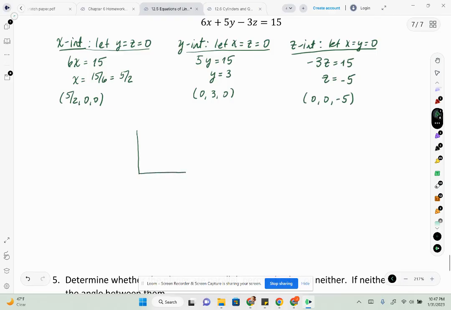There's my z-axis, my x-axis, and my y-axis. I need to go down on my z-axis because I have a negative 5 intercept. Go ahead and get some tick marks for everybody. 1, 2, 3, 4, 5. Okay. Now, the x-intercept, the 5/2 is 2.5. So we're right here. The y-intercept is that y is 3. The z-intercept is that z is negative 5. And so I'm going to go ahead and connect these dots.